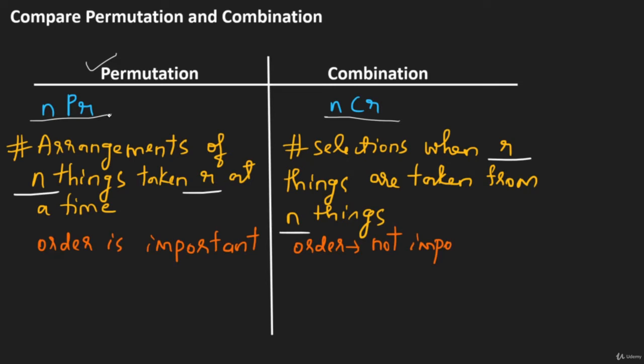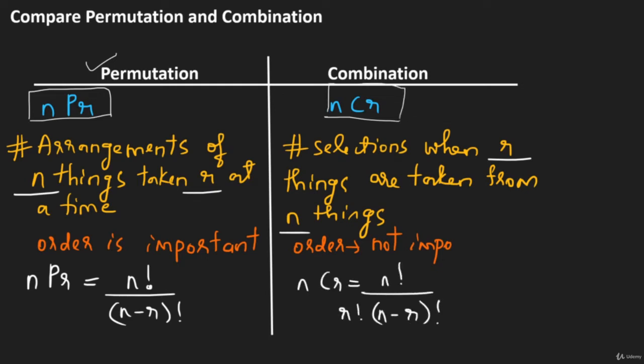Alright, what's the formula for NPR? We have seen that it's equal to n factorial divided by n minus r factorial, right? And what is the formula for NCR? It's equal to n factorial divided by r factorial into n minus r factorial. Alright, you can see that these two formulas are pretty similar. The only difference is that in the case of NCR, you have an extra r factorial in the denominator, right?